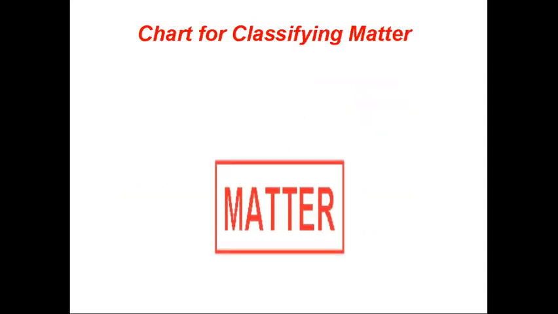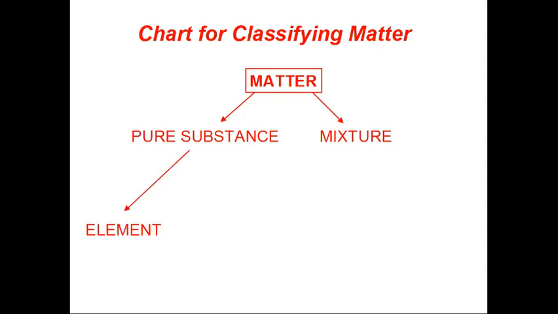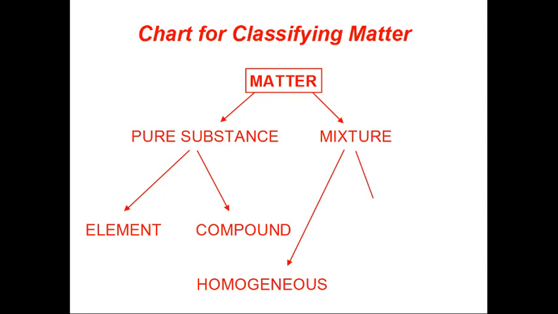So let's make a little chart here. We have matter. Everything is matter, period. Matter can either be a pure substance or a mixture. Pure substances can either be an element or a compound. Mixtures can either be homogeneous or heterogeneous. We're going to do a lot of projects and stuff with this in class.